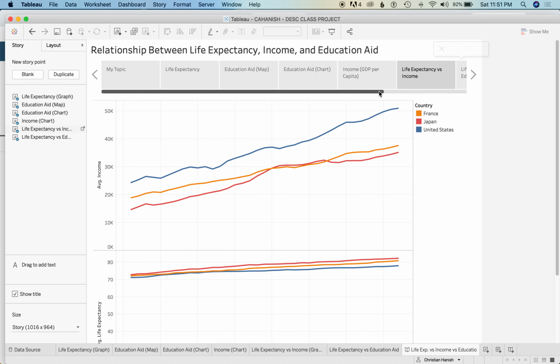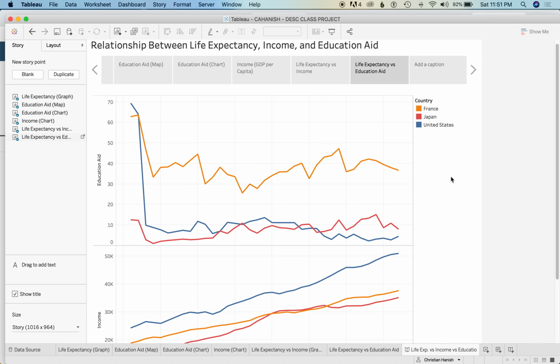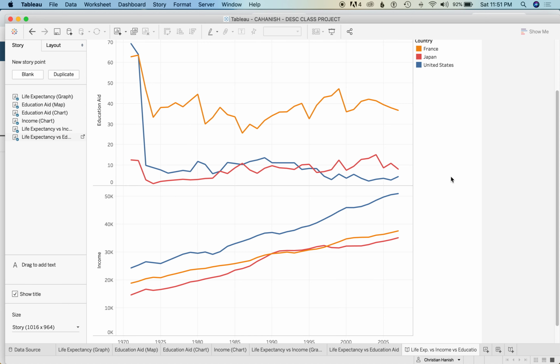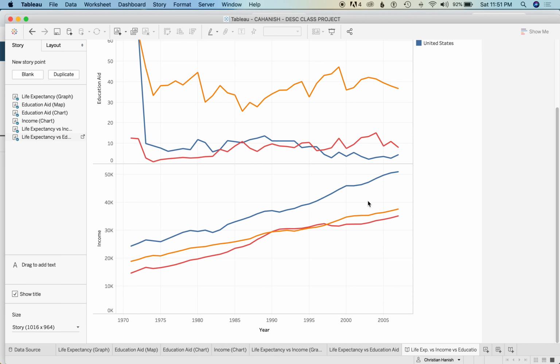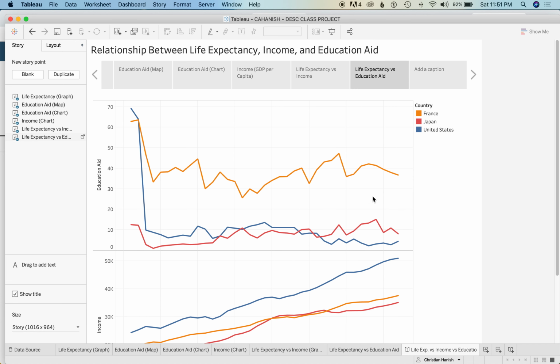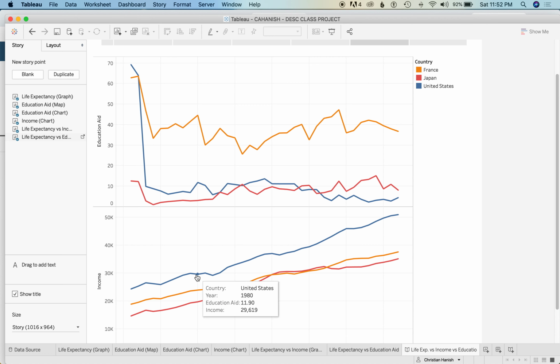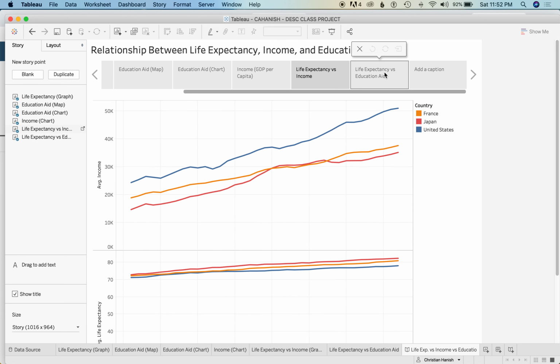So we're going to take a look at one more thing, and that's going to be life expectancy versus educational aid. And here's where things really get messy. So again, average income increasing from the 70s up until the present, pretty steadily over time. Just a few dips in there, but pretty positive upward trending, whereas education aid is really all over the place, up and down, fluctuates quite a bit, and there doesn't seem to be a strong correlation between the changes and fluctuations in education aid and income, nor with life expectancy and income.